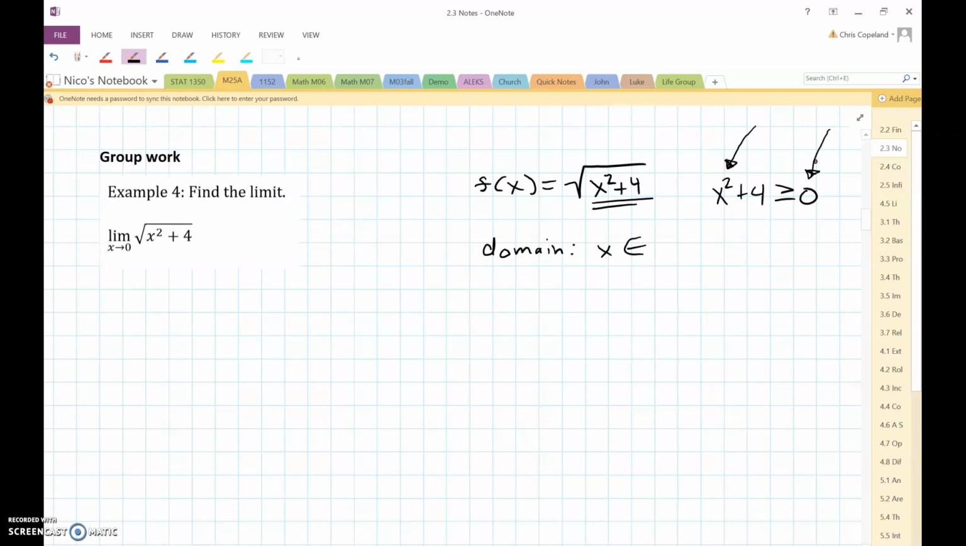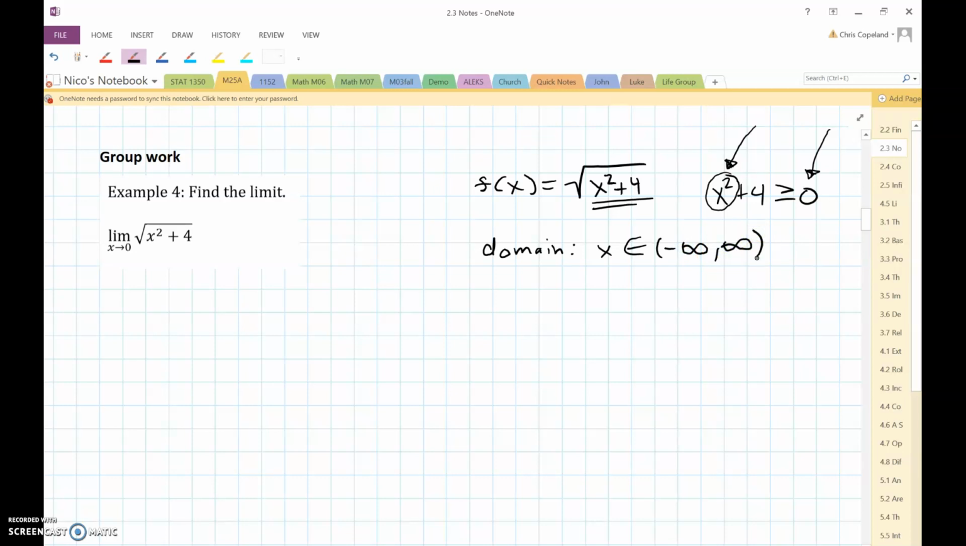Okay. Well, this is x squared, so no matter what x value I plug in here, that's going to be positive, right? A positive plus a positive is going to be a positive, so it is always going to be greater than or equal to 0. Therefore, the domain of this function is all reals.